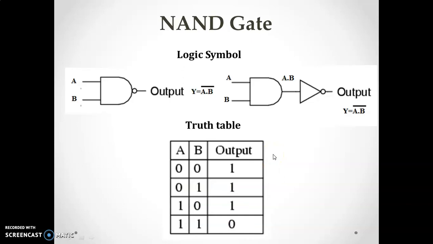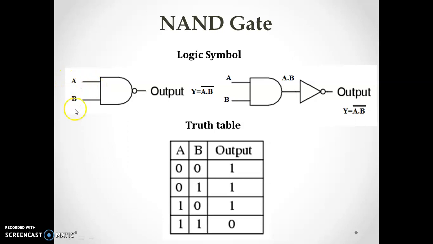The logic symbol and truth table for NAND gate is shown here in figure. So NAND gate is a combination of NOT and AND. So AND gate followed by inverter performs NAND operation. When all the inputs are high, output is low. If any one or both the inputs are low, the output is high. Logical symbol for NAND gate, two input NAND gate is shown here in figure.